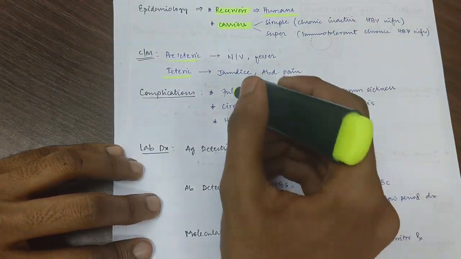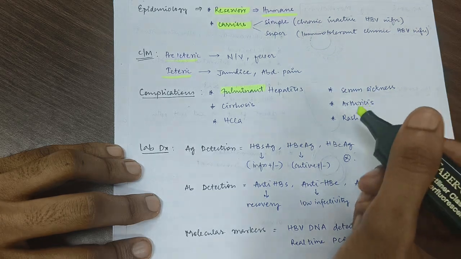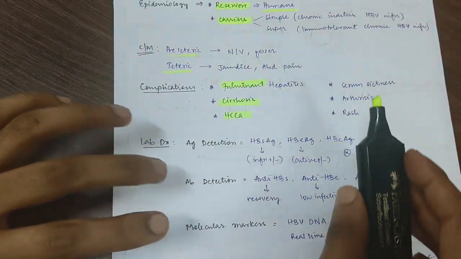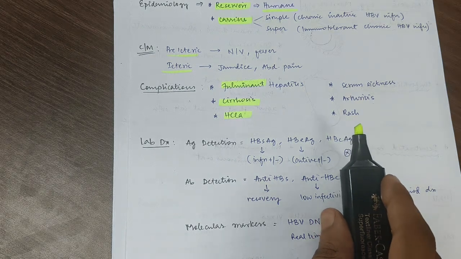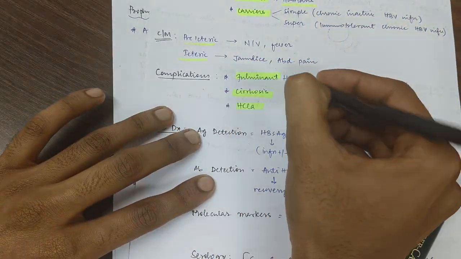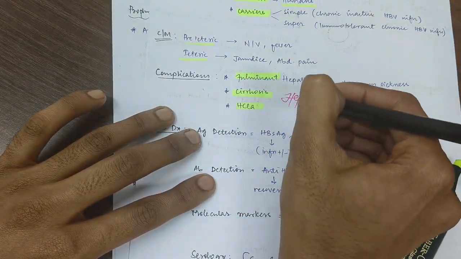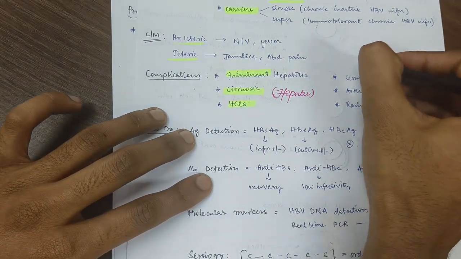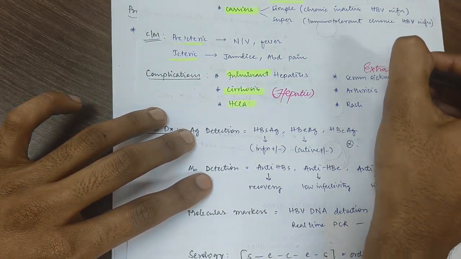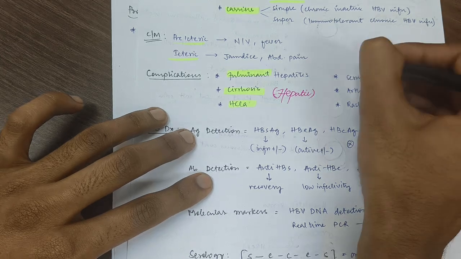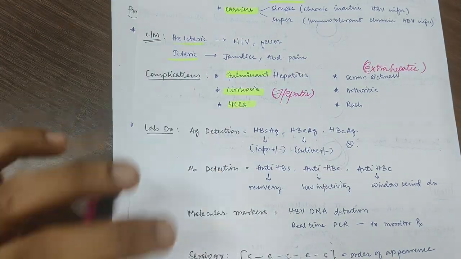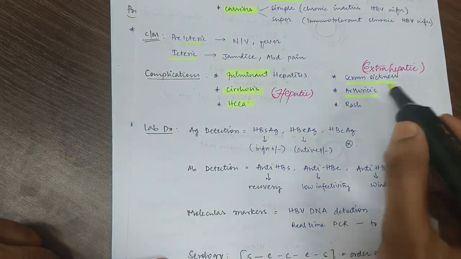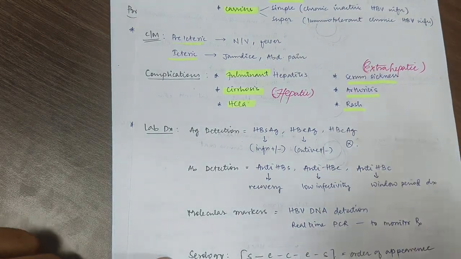Complications are fulminant hepatitis, cirrhosis, and hepatocellular carcinoma. These are all hepatic complications. Remember, this is hepatic. This is extra hepatic: serum sickness, arthritis, and rash.